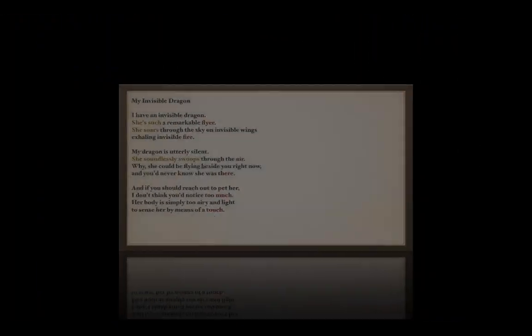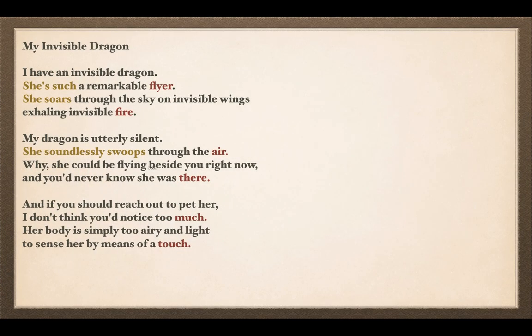Okay, so let's have a look at An Invisible Dragon, just so that you can see that you need to observe, look closely, analyze the poem for things like, to begin with, punctuation. First line ends with a full stop, second line ends with a full stop, and the third line ends with a full stop. In the second line, there is alliteration, "she's such", and in the third line, there's alliteration, "she soars". And further along, which I haven't highlighted, is "sky". That is part of the same alliteration.